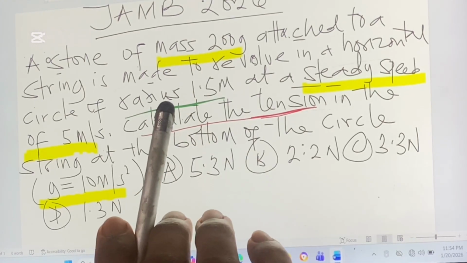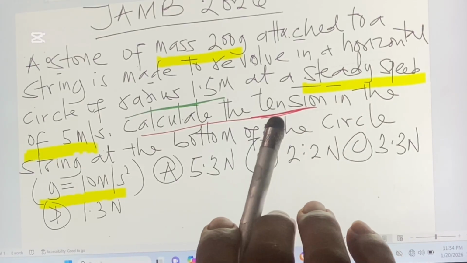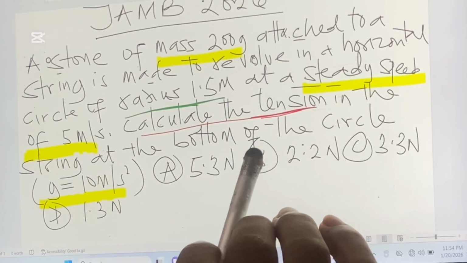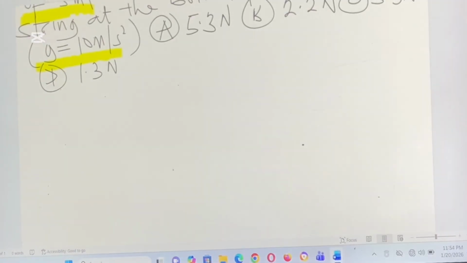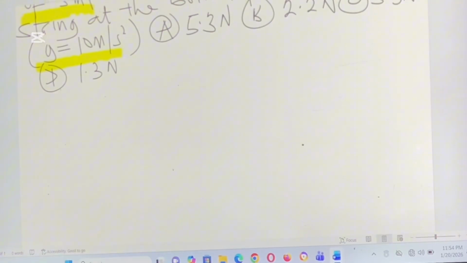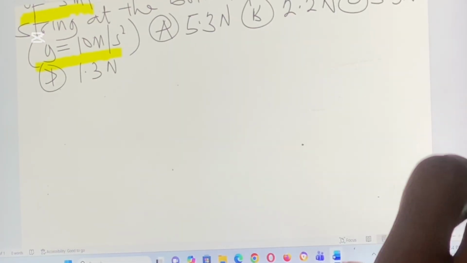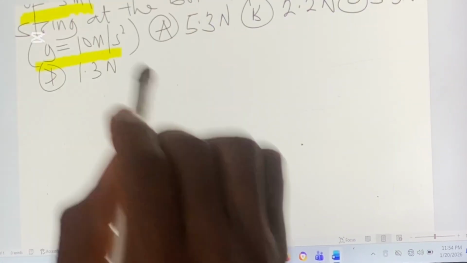So class, we are given mass here from this question, we are given radius and we are given speed. Of course, this object is in a circle. So there's always a force felt on a circle, and that force is called centripetal force or centrifugal force. If that force is inward, we call it centripetal force. If that force is outward, we call it centrifugal force. So since the object is going in a circle, the force that will be felt there will be centripetal force, okay?